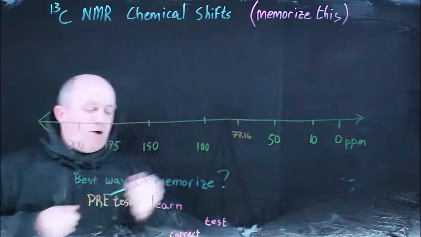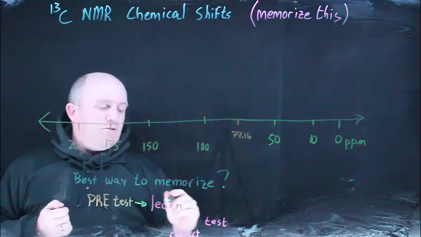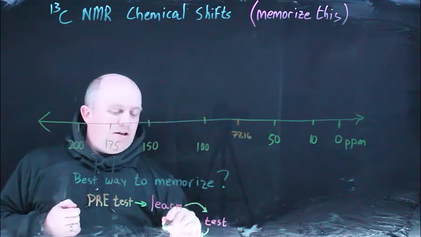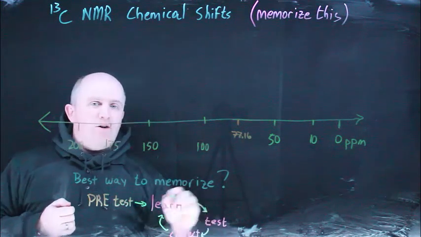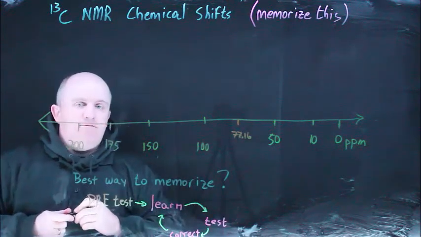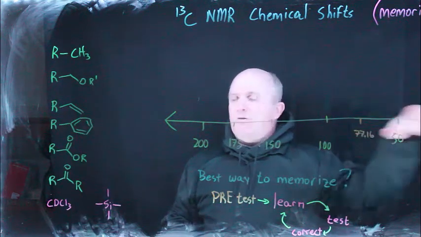Said another way, the process is, first you pre-test yourself just to provide some context in which you're going to learn the rest of this. And then after you've learned it, immediately test yourself, fix it, go back and relearn it, and just keep going around until you have it. This is by far the fastest and easiest way to memorize stuff. Okay, so right here is the list of things that I'm going to use to populate my little chemical shift number line.